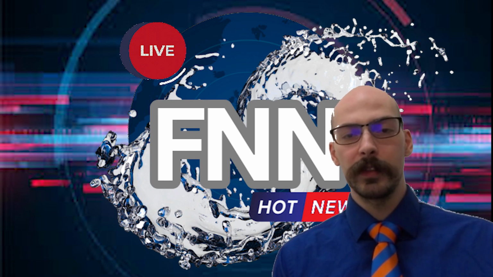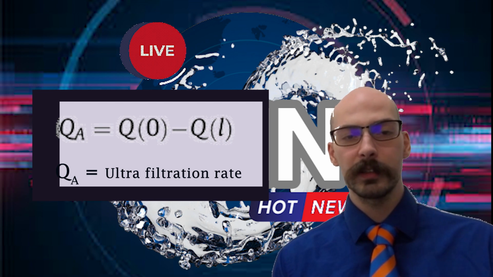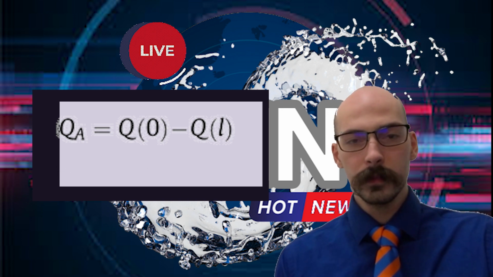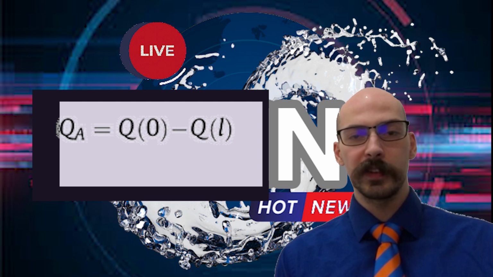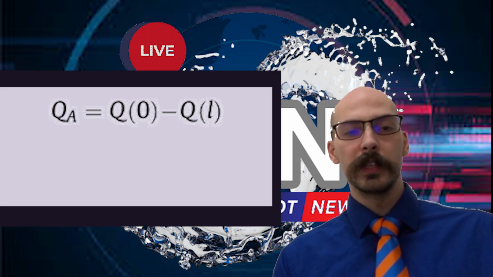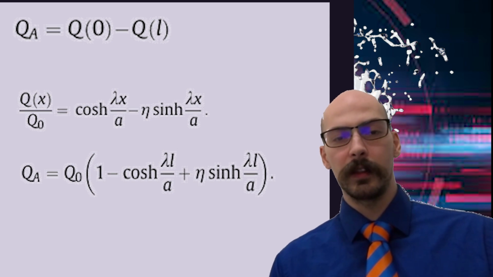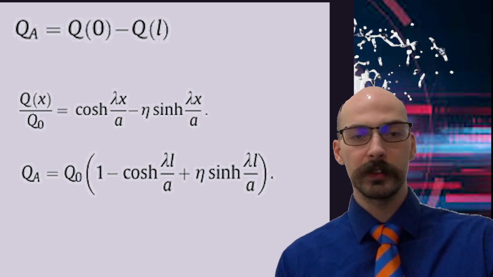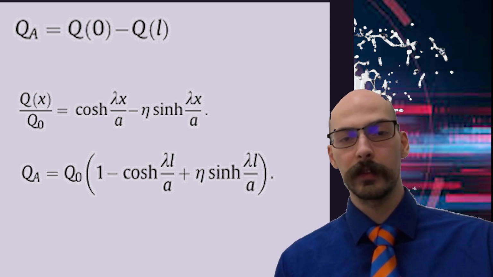For the cellulose membrane, the ultrafiltration rate QA can be calculated by taking the difference between the flow rates on each side of the membrane, as seen in the equation on the screen. This is important because it tells us how effectively the membrane is filtering out waste. We substitute in the values of x equals 0 and x equals L in the axial flow rate equation to get the ultrafiltration rate QA, as you can see in the bottom equation on the screen.